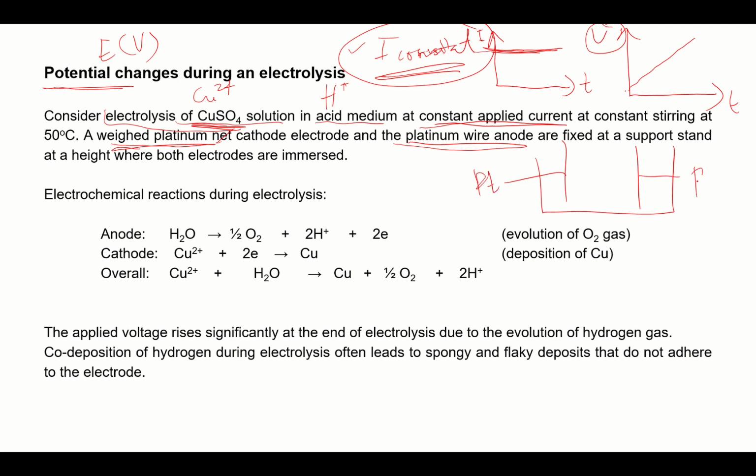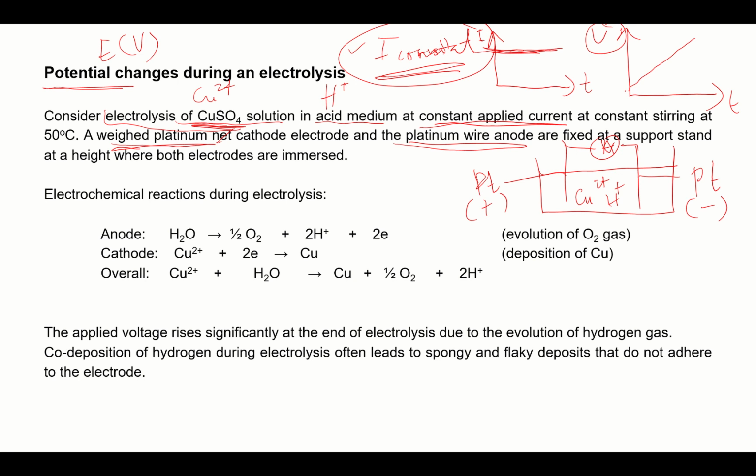So this is platinum. Let's say this is voltage, or current, constant current, and voltage. In this solution, it contains copper and also acid, besides water. So this is the cathode, this is the anode, platinum.